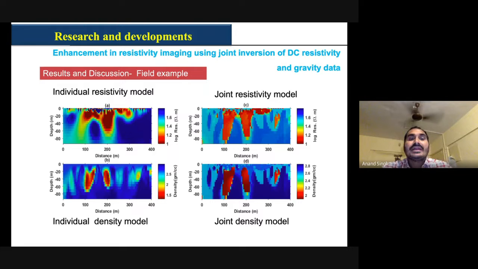But the only point missing over these features is that we do not have any structural similarity between these two models. For example, we do not have any feature on this one, and we do not have this feature over here. So there is structural discontinuity already. So we utilized machine learning to identify the similar features. So this result is the joint inversion result.